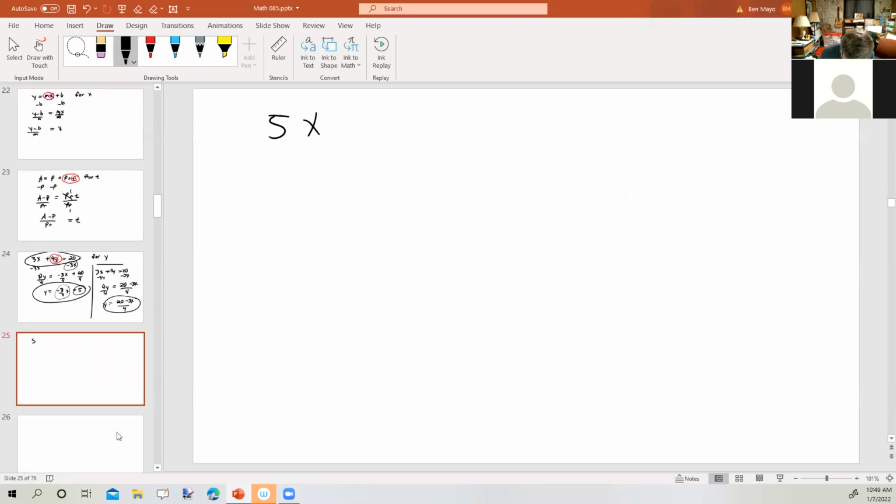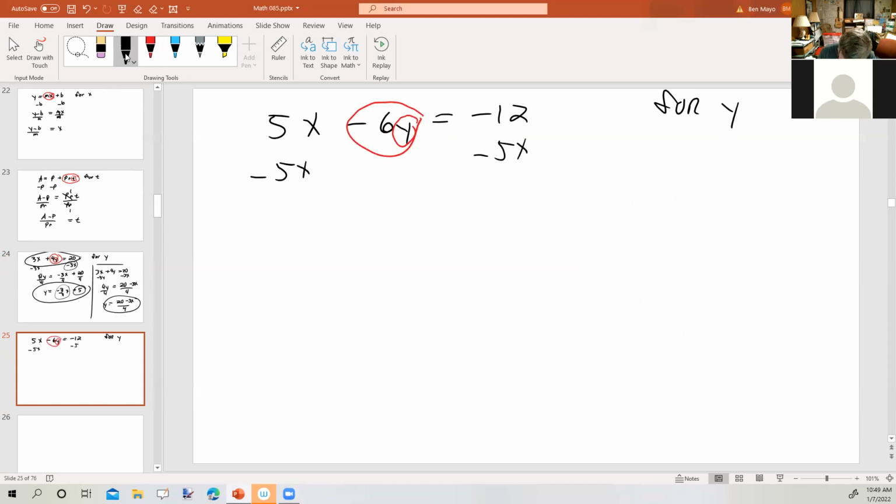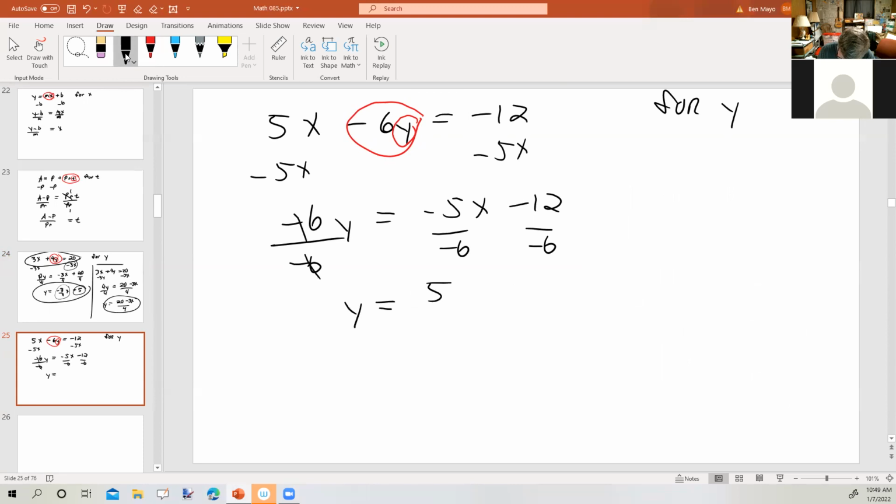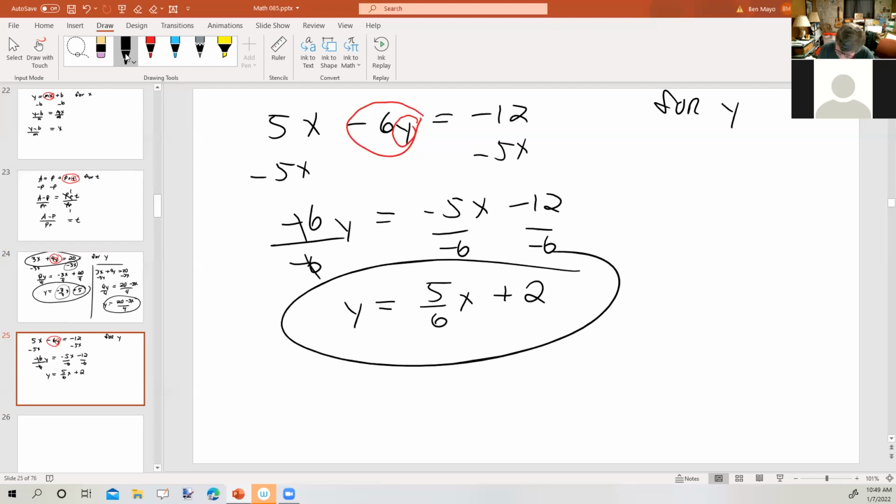If we have 5x minus 6y equals negative 12, and again, we want to solve for y. This is the variable. This is the variable term. So we'll start out by subtracting 5x from both sides. Then we'll divide each side by negative 6. Negative divided by negative is positive. And again, negative divided by negative is positive. So there we have y equals 5/6 x plus 2.